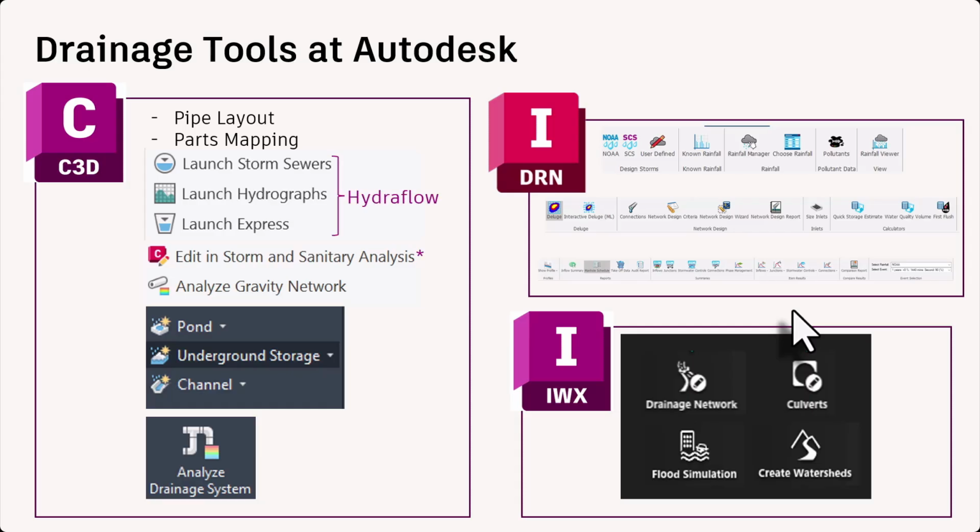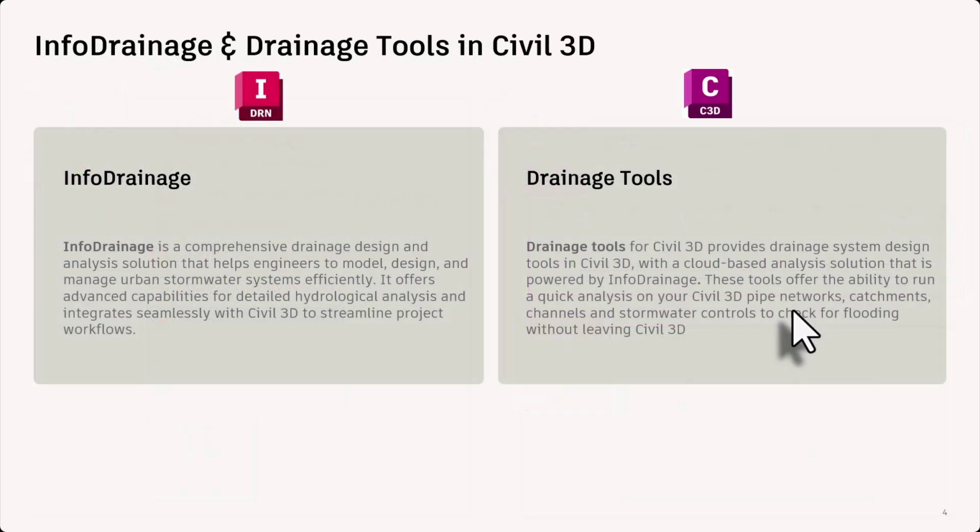The tools highlighted here are what has traditionally been HydroFlow, and then I put the asterisk next to SSA, or Storm and Sanitary Analysis, because it is no longer automatically downloaded with Civil 3D. You need to go back and download it, and the latest version was 2024. Now, the two tools that we're primarily going to focus on today are InfoDrainage and then the drainage tools in Civil 3D, specifically the new ones that came with 2026.